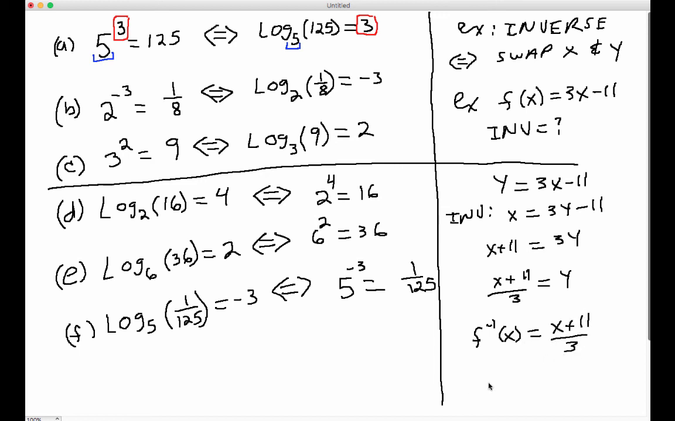And what that is, these two functions undo each other. In other words, if I plug, for example, a 2 into f of x here, I'll get back 6 minus 11, which will get me back negative 5. If I plug a negative 5 into this function, it'll take me back to the 2.